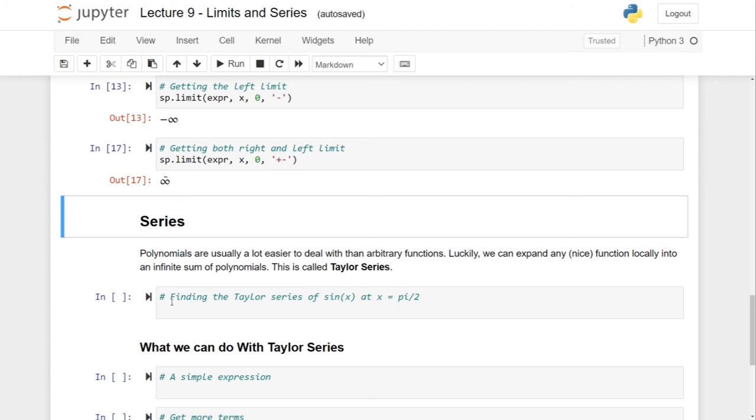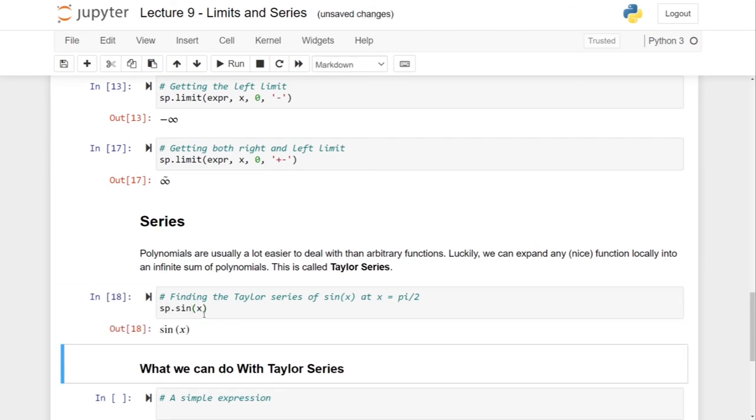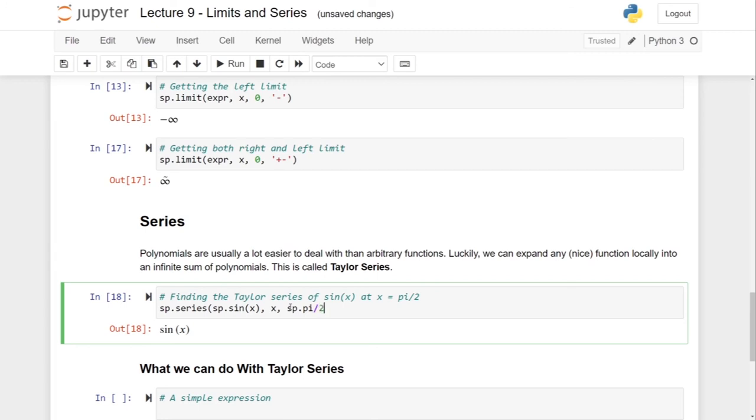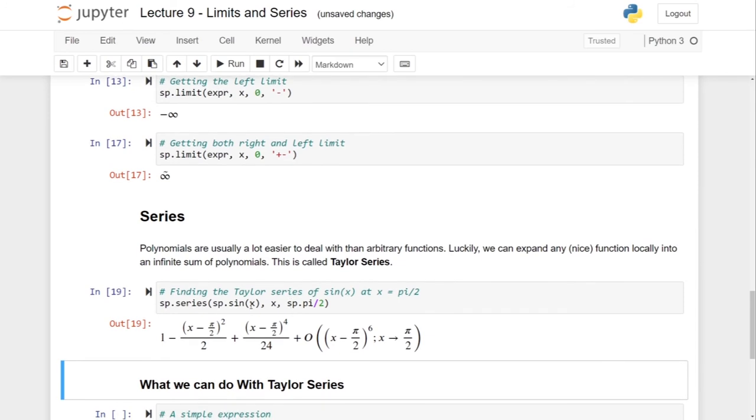So for instance, if I take the sine function like this, I can expand it into an infinite polynomial by simply doing sp.series, taking in the sine function, at the point pi divided by 2. This is what's called a Taylor series at the point pi divided by 2. It is an approximation of the sine function close to this point pi over 2. If you evaluate this in points x that are close to pi over 2, we'll get values that are very close to the sine function.